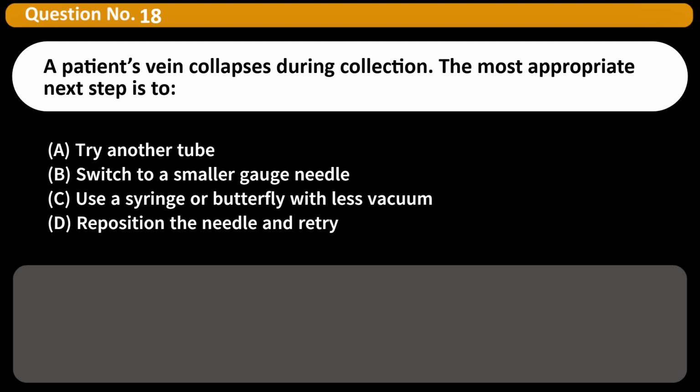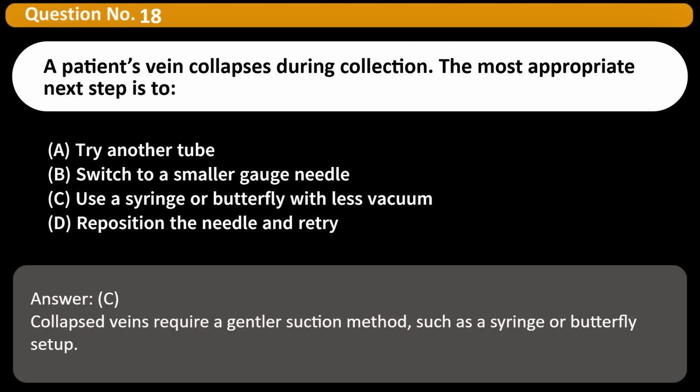Try another tube. B. Switch to a smaller gauge needle. C. Use a syringe or butterfly with less vacuum. D. Reposition the needle and retry. Answer C. Collapsed veins require a gentler suction method, such as a syringe or butterfly setup.